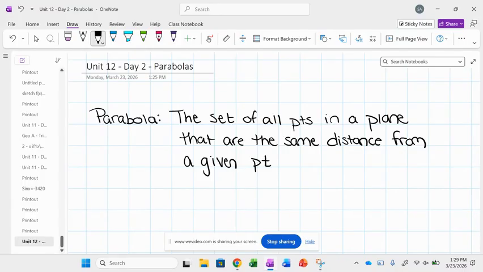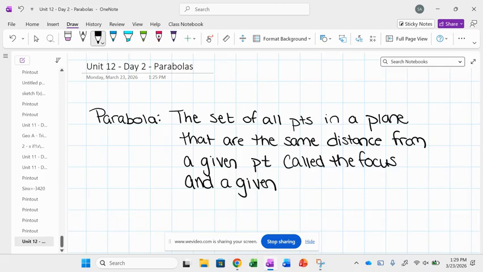We're good? Okay. So from a given point called the focus, and a given line called the directrix.